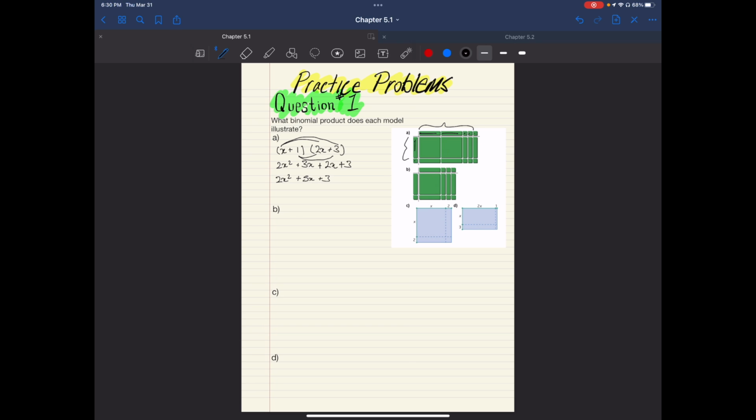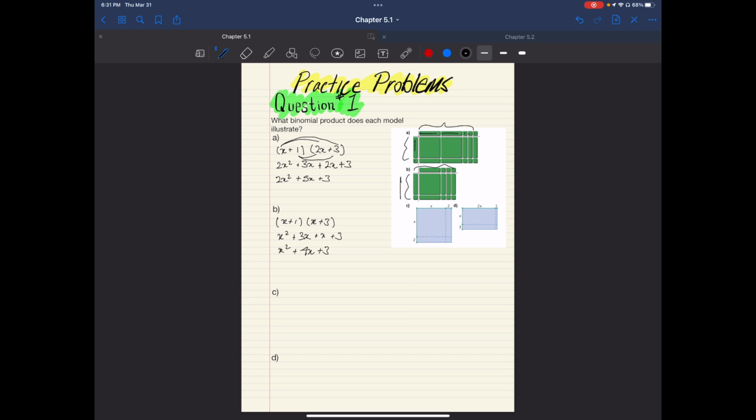Moving on to the next one. So the vertical side here, same as before, is x plus 1, and along the top we have x plus 3. Now expand, although we're not required to, but we will. It's good practice. x squared plus 3x, and then plus x plus 3. Simplify: x squared plus 4x plus 3.